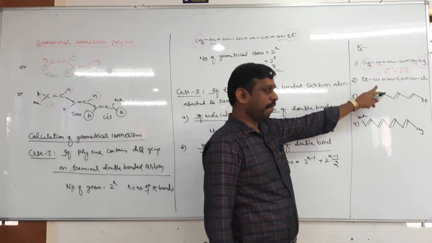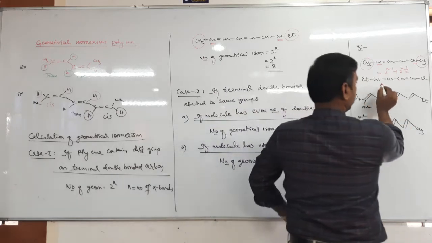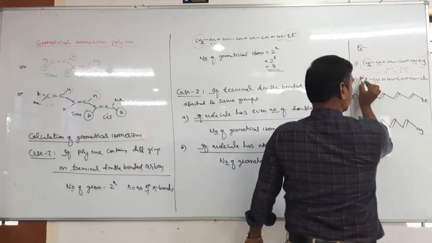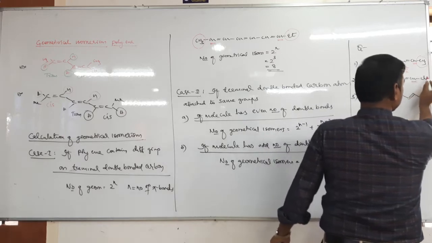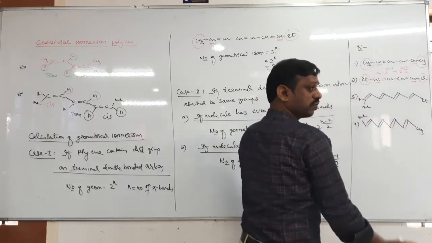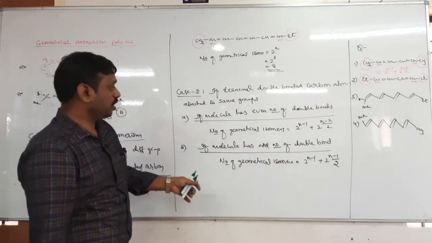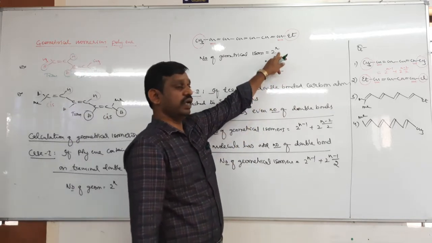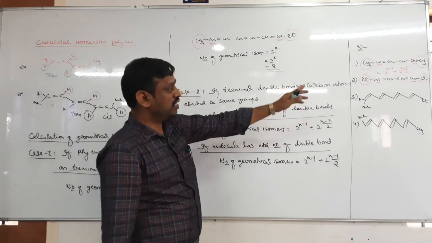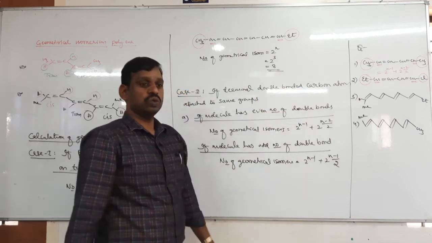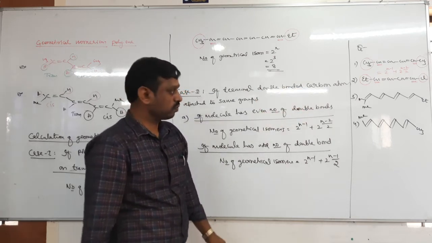Next, here is a double bonded carbon atom, a terminal double bonded carbon atom attached to two different groups. If there are different groups, then the number of geometrical isomers equals 2 to the power n. Then it is 2 to the power 2, which is 4.